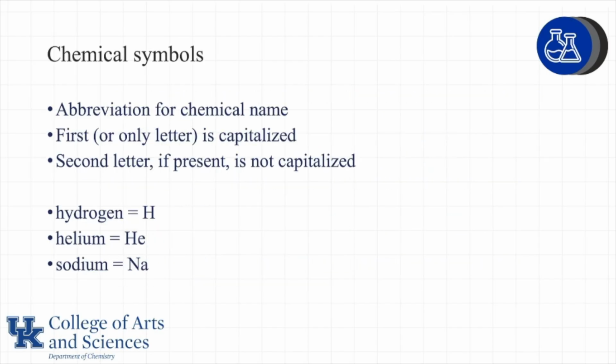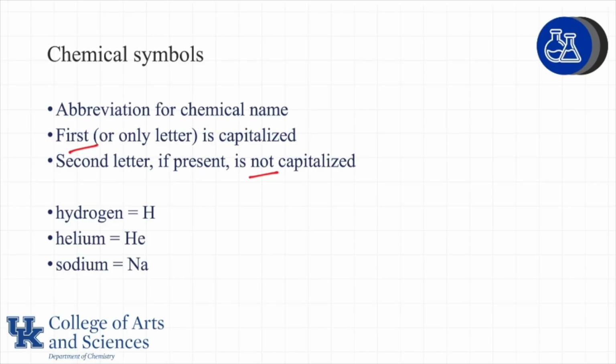When we look at the periodic table, the first thing you might notice are the chemical symbols, and these are simply abbreviations for each chemical name. When we look at the symbol, there's a few things we need to make a note of. The first, or if it's the only letter, is always capitalized. The second letter, if it's present, is never capitalized.